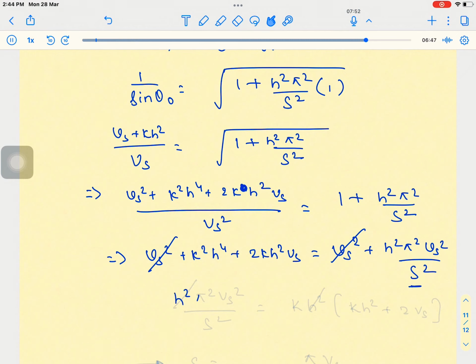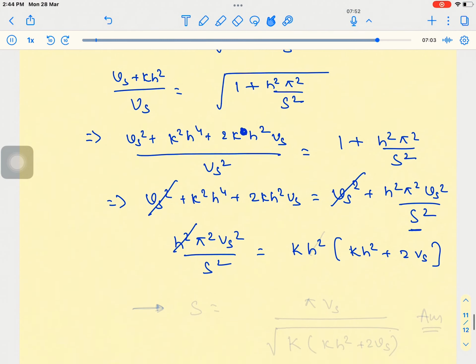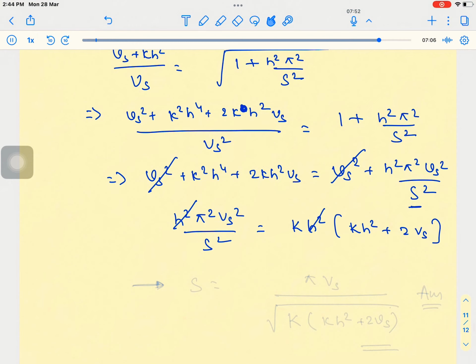So I write h square pi square Vs square upon s square is equal to, taking kh square common, we are left with kh square plus 2Vs. And now see h square, so hence s is equal to pi Vs upon under root of k times kh square plus 2Vs. And this is the answer to this given problem.